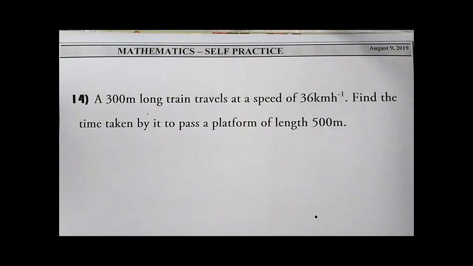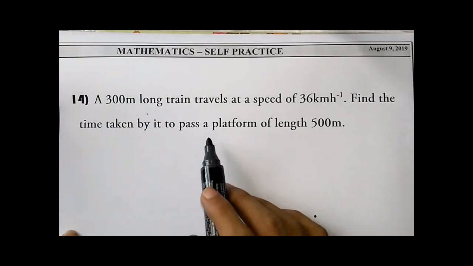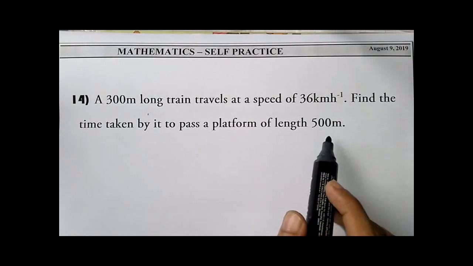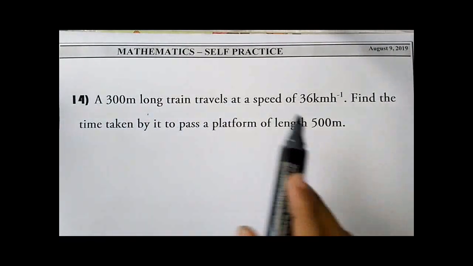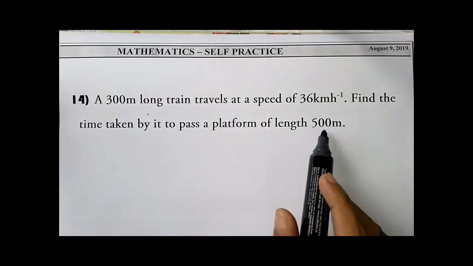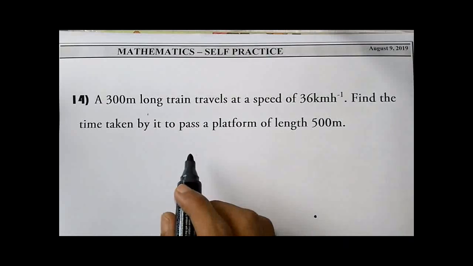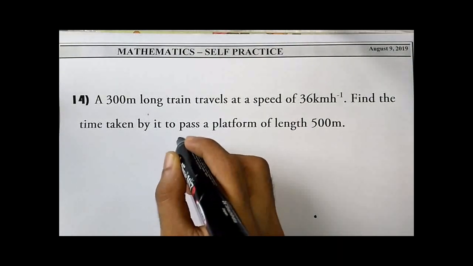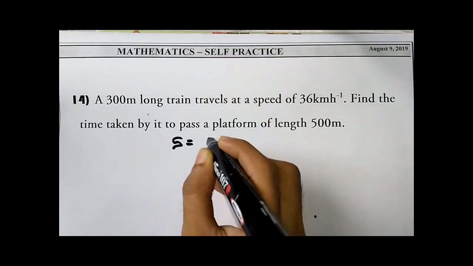So now the 14th one, a 300-meter long train travels at a speed of 36 km per hour. Find the time taken by it to pass a platform of length 500 meters. We did a similar question like this in the previous paper also. So now we have to add both the distances, 300 plus 500. So the answer is 800 meters. So before that we'll write down the formula. Speed equals distance over time.